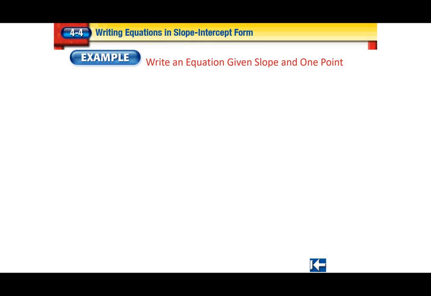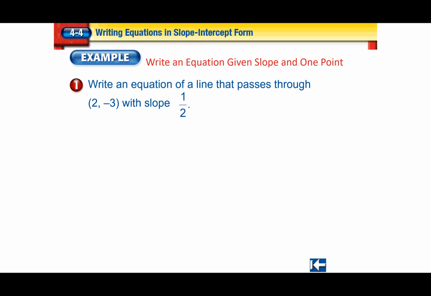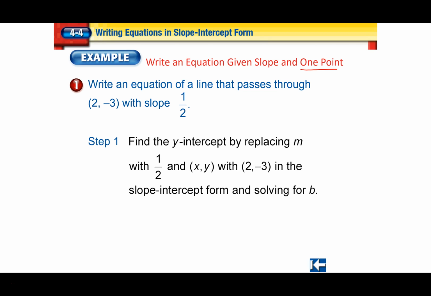Anyways, moving on. So write an equation given slope and a single point. So we're doing this with 1 point. Write an equation that passes through the point 2, -3 with a slope of 1/2. Okay, so we're going to find the y-intercept by replacing m with the slope and using x and y in the slope-intercept form and solve it for b. So it's really not that hard. It's just making sure we understand that we're putting the information we have into y equals mx plus b.